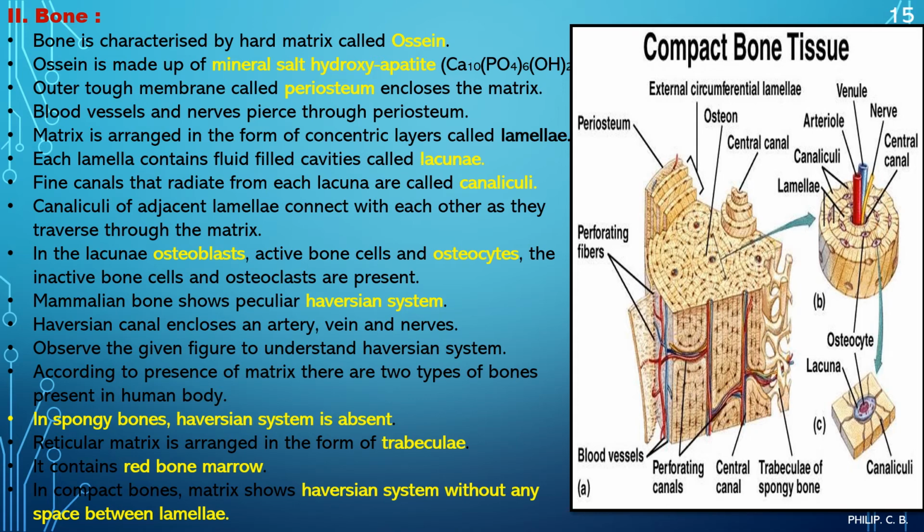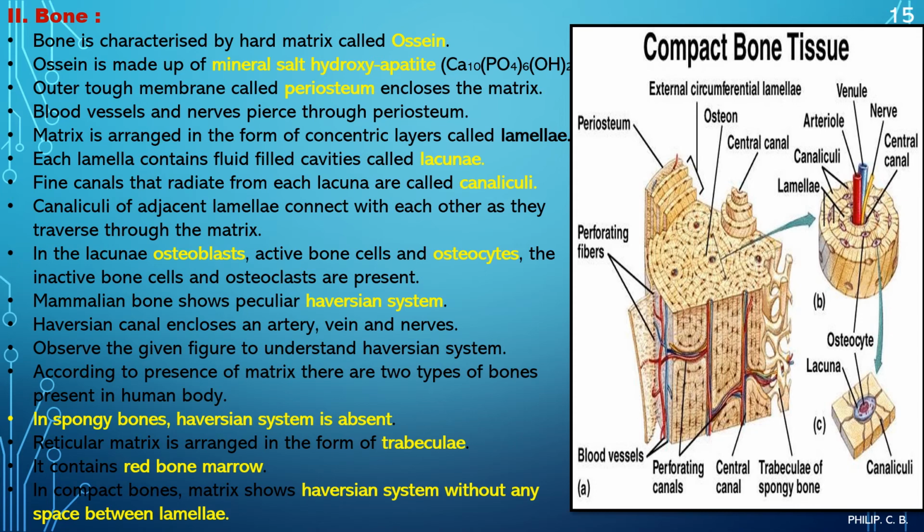In cartilage, we learned about perichondrium. Here it is periosteum. The matrix is arranged in the form of concentric layers called lamellae. Now, these concentric rings you can see towards the right in the image. Fine canals that radiate from each lacuna are called canaliculi. Again, you can see canaliculi emerging from the lacuna. Canaliculi of adjacent lamellae connect with each other as they traverse through the matrix. So they are connected across the lamellae.